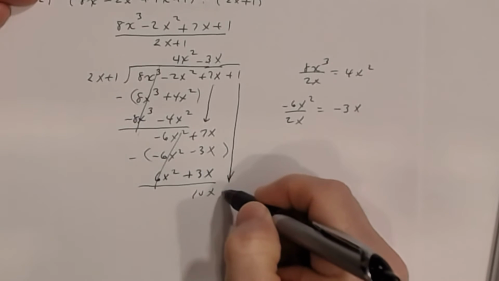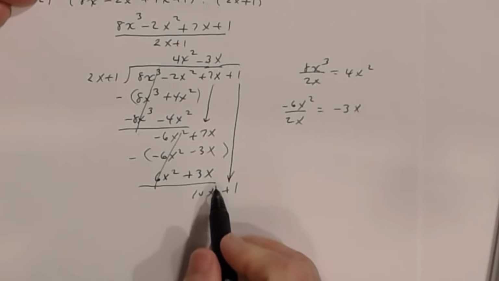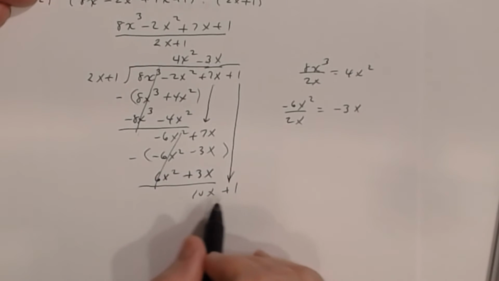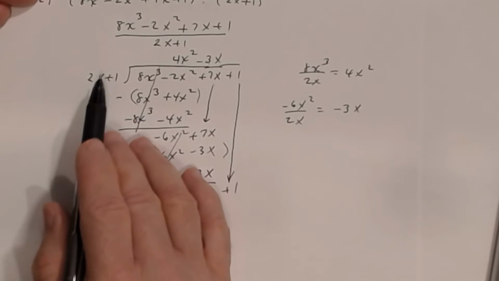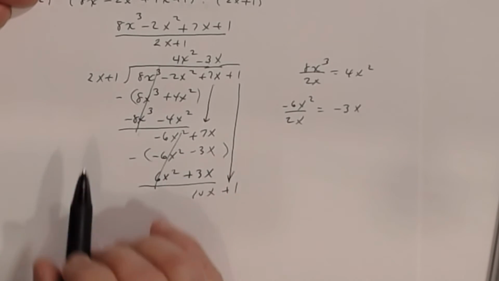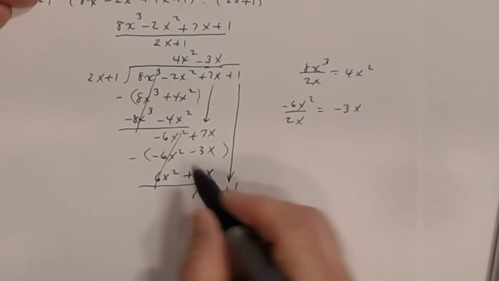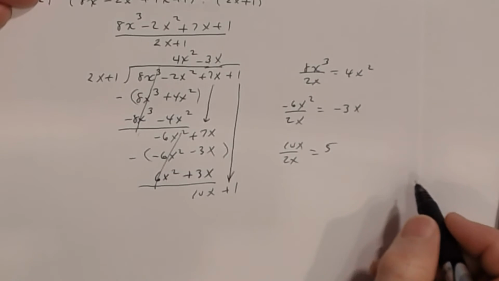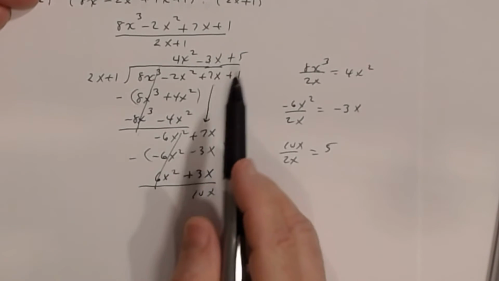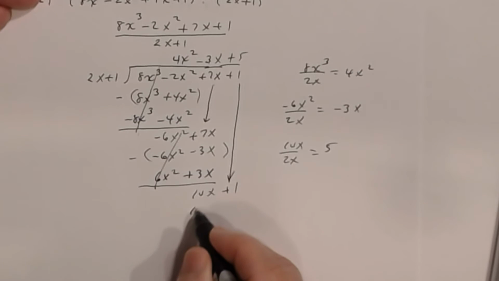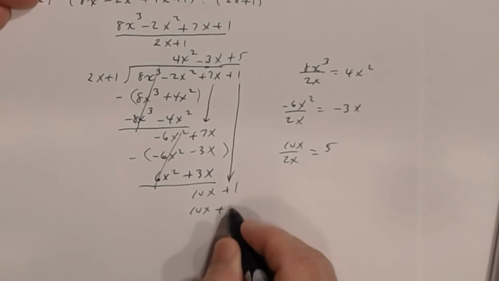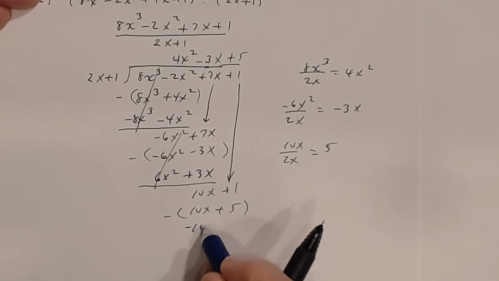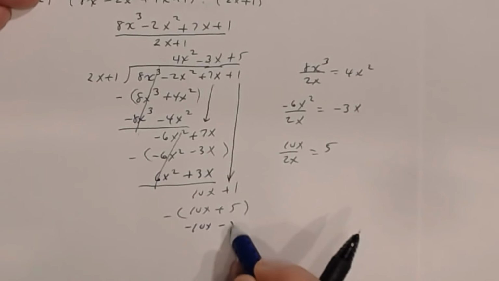Now remember, you keep on going because the degree here is 1. The degree here is 1. They're the same. You stop when the degree is less than the degree of the divisor, and the degree of the divisor is 1, x to the first. Okay, so first divided by first. So 10x divided by 2x is just 5. So we put the 5 here, plus 5. And then you multiply. 5 times 2x is 10x. 5 times 1 is 5. And then you subtract. So the opposite of 10x is negative 10x. The opposite of a positive 5 is a negative 5.